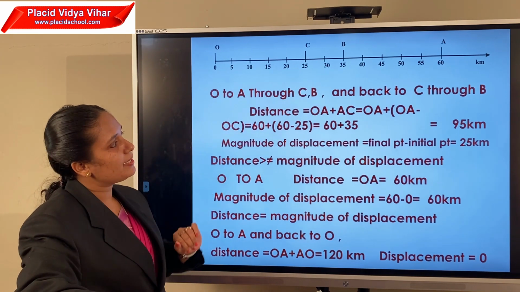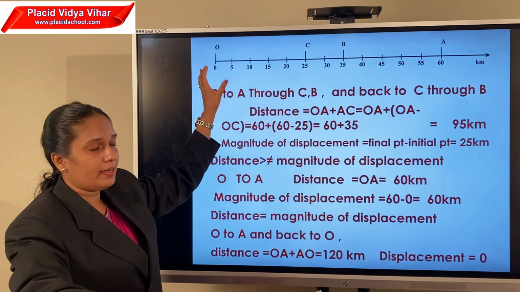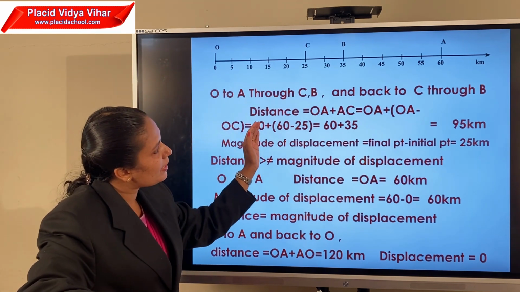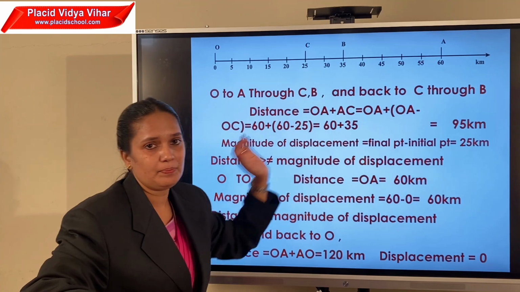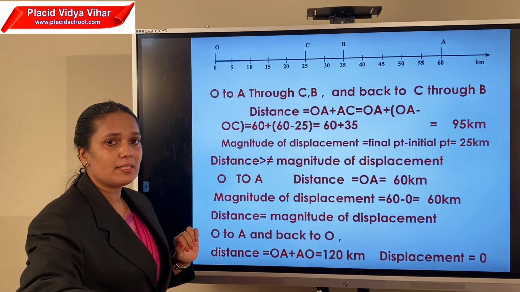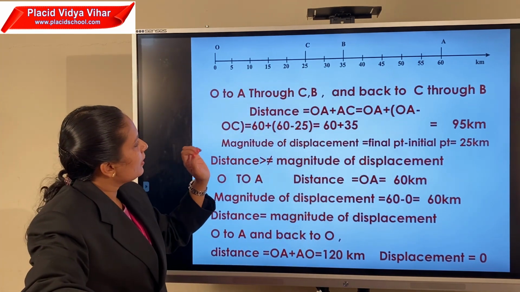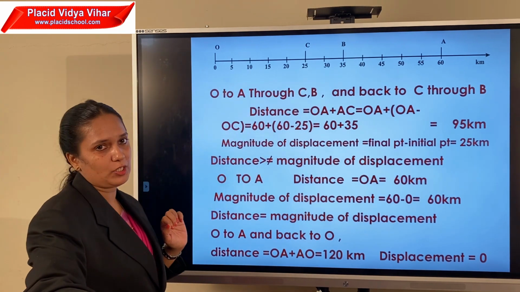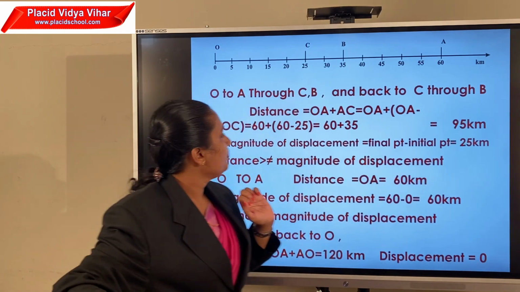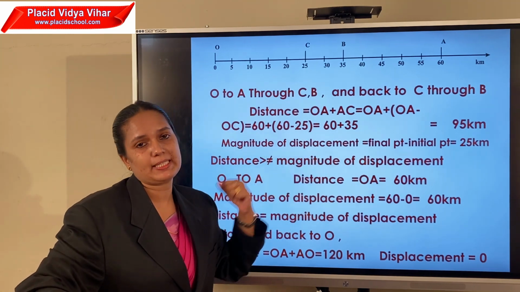Then what is the distance in this case? So in this case O is the initial position and C is the final position. So to find distance we have to add OA and AC. Then how to find AC? AC is OA minus OC. Then what is OA? OA is 60 kilometer. Then OC is 25 kilometer. Then here distance is 95 kilometer. Then next we have to find magnitude of displacement.